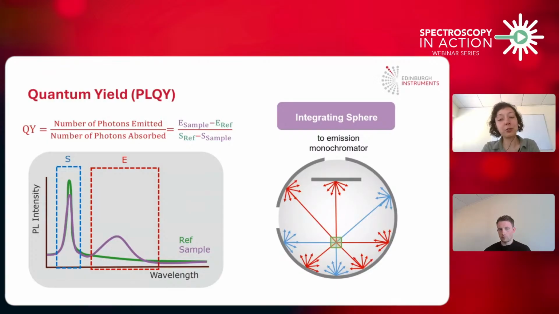So in the equation, S stands for scattering, which means the absorption band, and E stands for the emission range of the sample. And they are shown in the spectrum there.